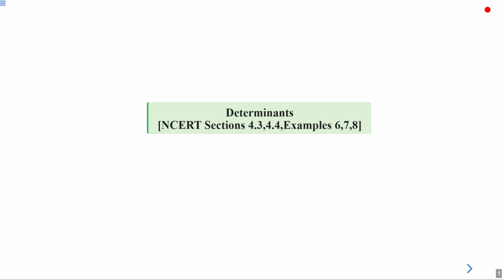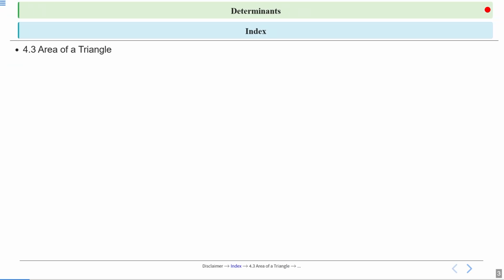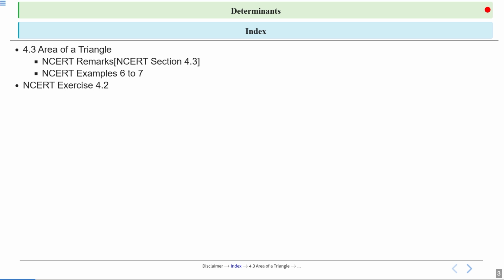Good afternoon, everyone. So today we will read Determinants section 4.3, 4.4 and do some examples on that topic. At first we see how we calculate the area of a triangle using determinants. Then we do some examples to calculate the area of a triangle. And then we see what is minor and cofactor.